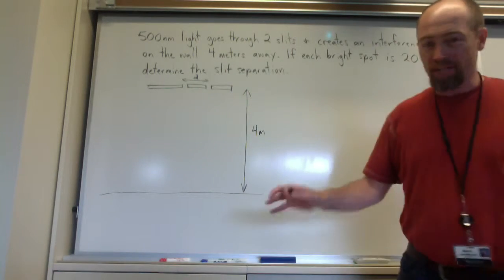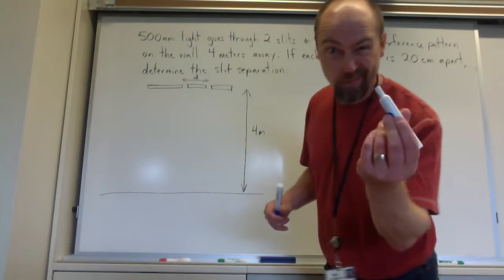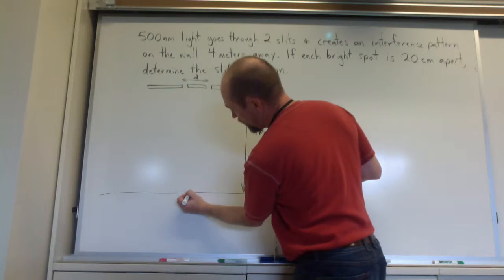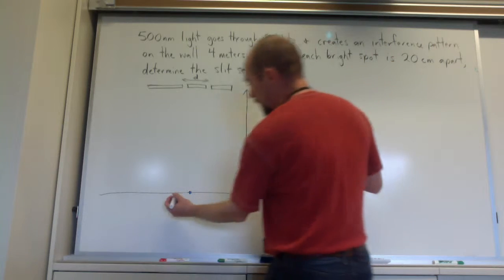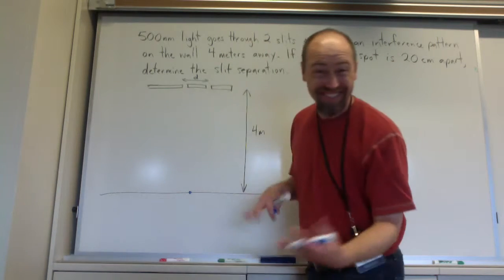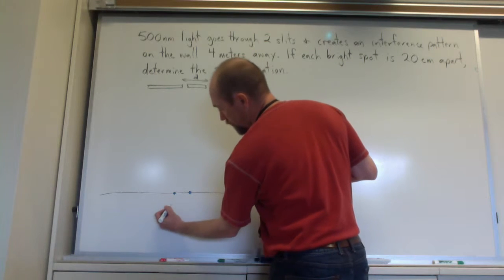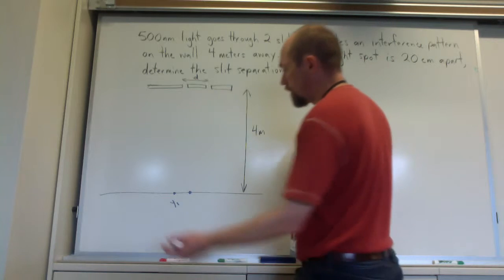And then I have my bright spots down here. Since I'm guessing it's blue, we'll maybe use blue. My first bright spot is going to be right in the middle. That's where my path difference would be 0. I'm not going to draw this to scale; I'm going to draw it so we can see it. So the first one, which we typically call y1, is going to be there.